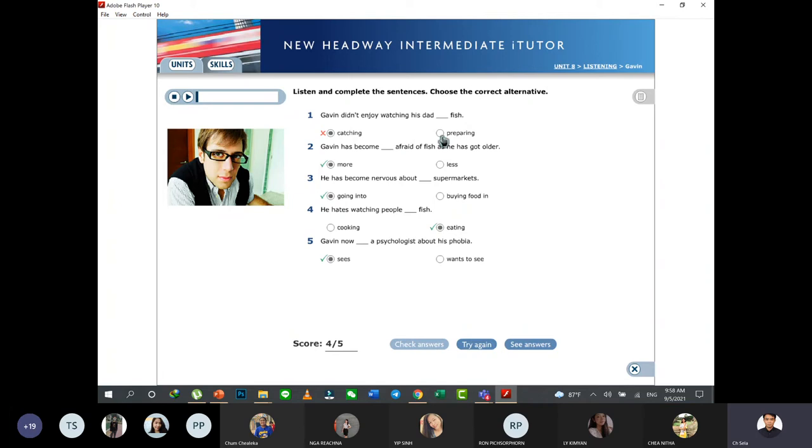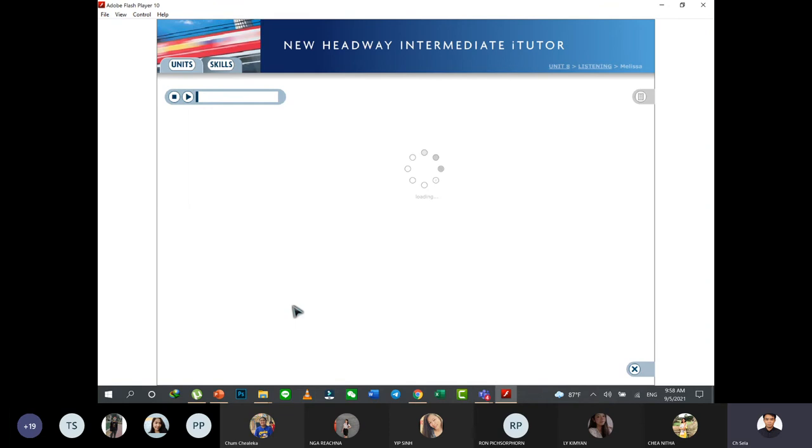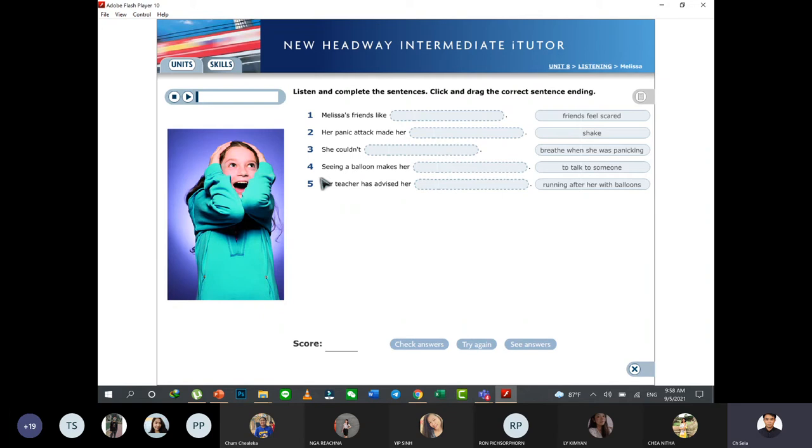This is Melissa. So Melissa's friends like her, picnic attack make her, she couldn't, seeing a balloon make her, her teacher was advising her. So we have friends feel scared, shake, brave when she was picnicking, to talk to someone, running after her with balloons. So number one, Melissa's friends like what?